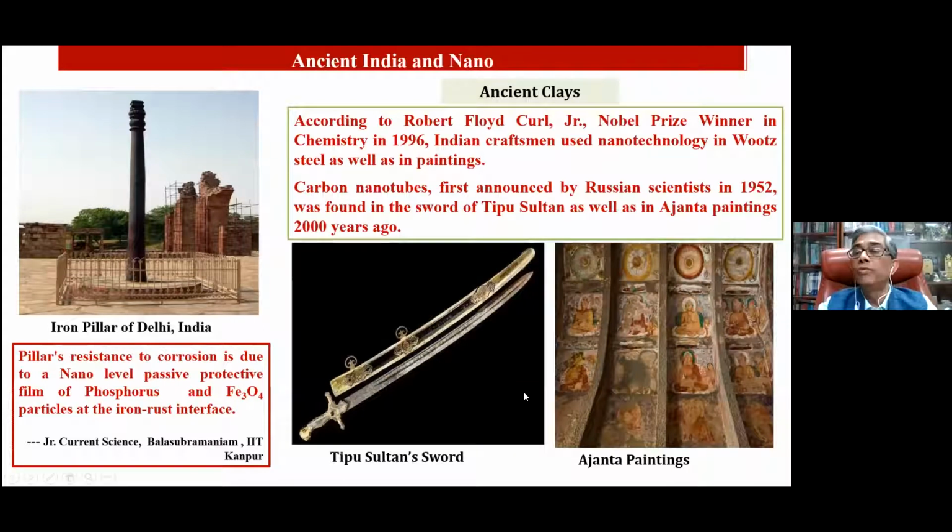From that time onwards, even the Nobel Prize winner Robert Curl said in 1996 that Indian craftsmen knew how to use nanotechnology, in lots of paintings, and carbon nanotubes they were using for instruments to make swords and paintings. And this is still there, from maybe 2000 years ago.